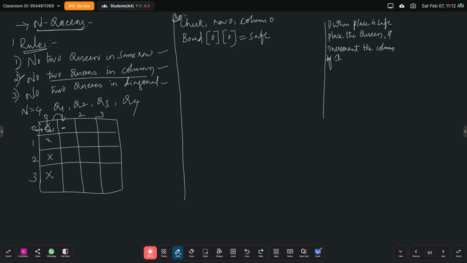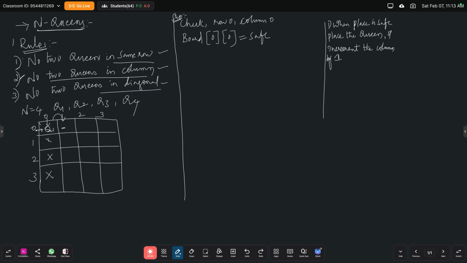To place the queens, we have some rules. First rule is no two queens in the same row, and also no two queens in the same column, and also no two queens in the diagonal. Same row, same column and diagonal. So now we are going to place 4 queens, namely queen 1, queen 2, queen 3 and queen 4. Our chessboard has 4 into 4 boxes.